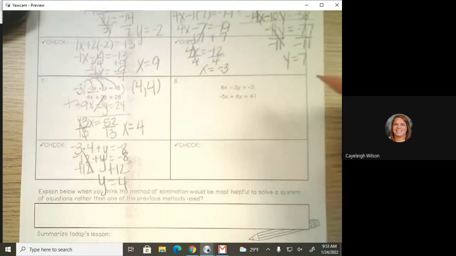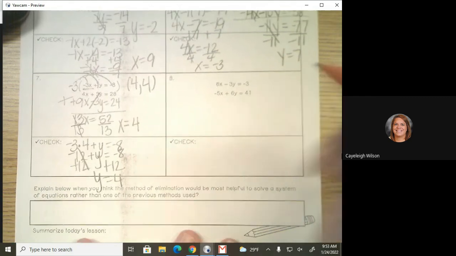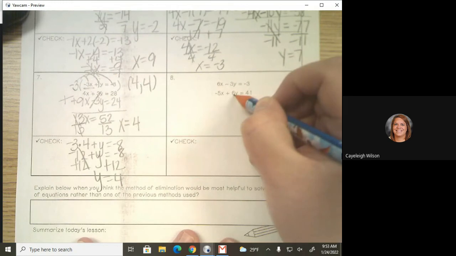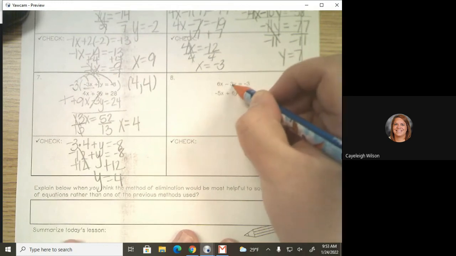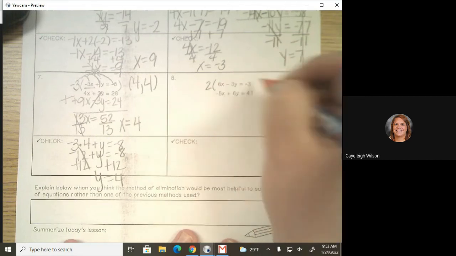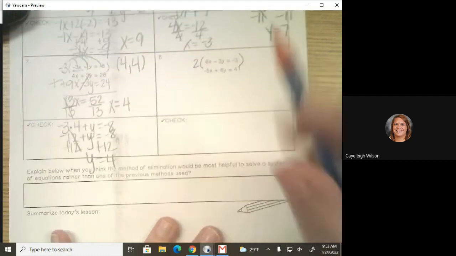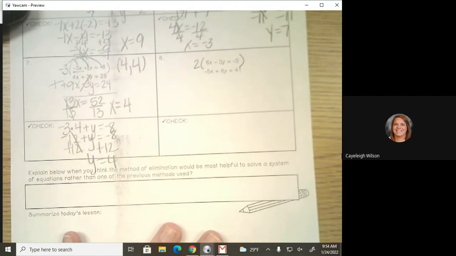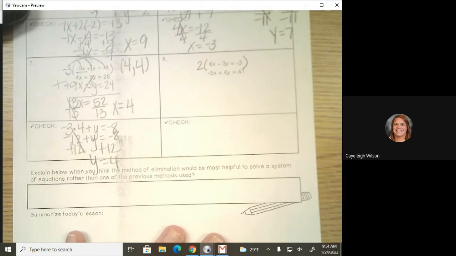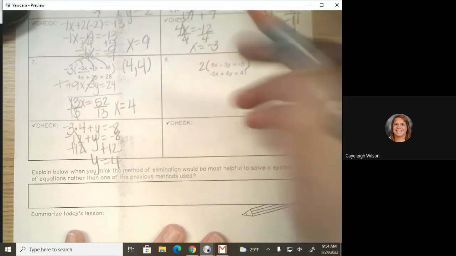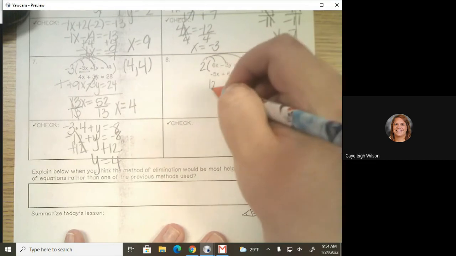All right, so what variable are you all choosing to eliminate? Y. Y would be the best. And this one's positive 6, so this one has to be negative 6. So what am I going to multiply negative 3 by? 2. All right, Blake, you said you chose X? Oh, okay. Did anybody choose X? No, okay. All right, so if you are going there, keep going.